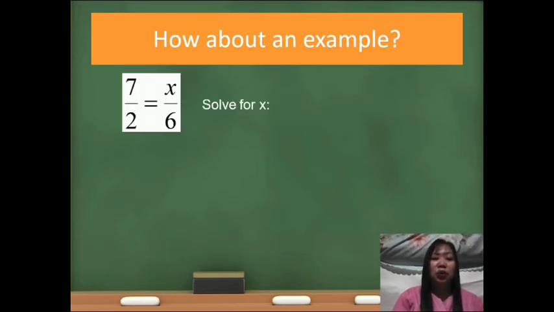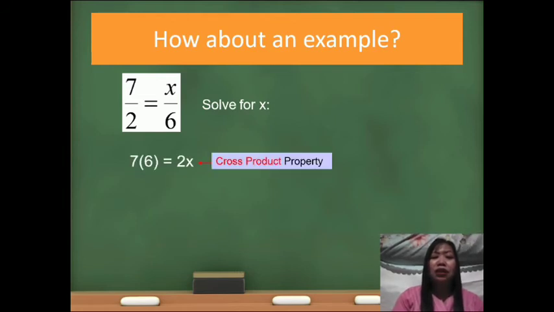7 over 2 is equal to x over 6. Solve for x. So how can we find the value of x? We need to use the cross product property. So 7 times 6 and 2 times x. So we need to simplify 7 times 6. So 7 times 6 is, yes, it is 42. So it's equal to 2x.